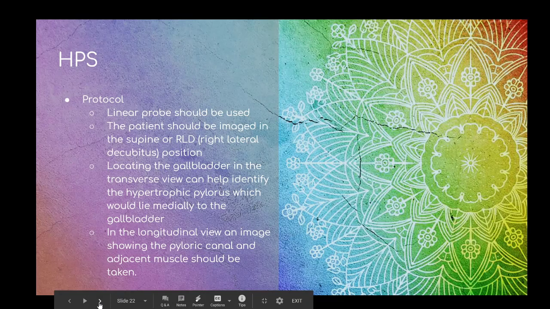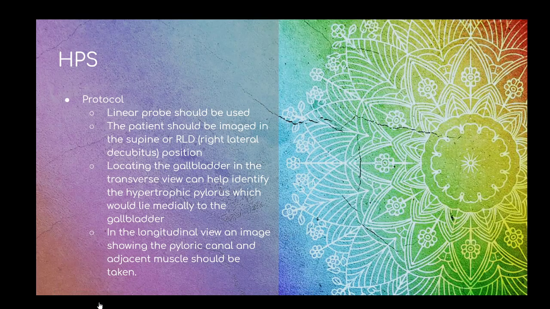So as far as protocol goes for scanning a patient with suspected pyloric stenosis, we want to make sure that we are using, again, a linear probe. I usually start with my 12.5, my small parts probe, and then if the baby's a little bit bigger, I might switch to the 9.3 probe. Typically I start with the patient on their back, or we're going to roll them up onto their right side.